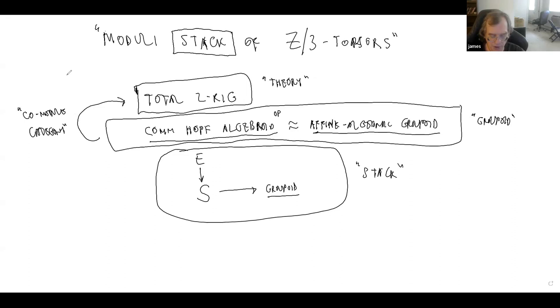So when you said co-module category, that's sort of best suited when you're talking about them in terms of commutative Hopf algebroids, right? That's right. What's the best way, if you really want to talk about them as affine algebraic groupoids, what is the thing? That's a really good question. I don't remember the answer to that really well offhand.